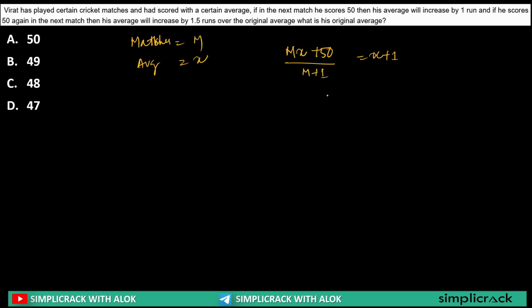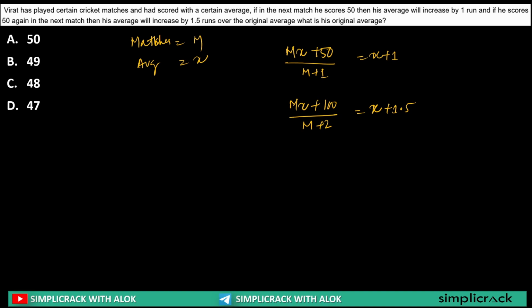Now in the next case, what is happening? In the next match he is scoring another 50. So previously it was M plus 1 matches, now you are scoring another 50 after M plus 2 matches. Now his average becomes X plus 1.5. So now if we solve this whole thing, how will it look?